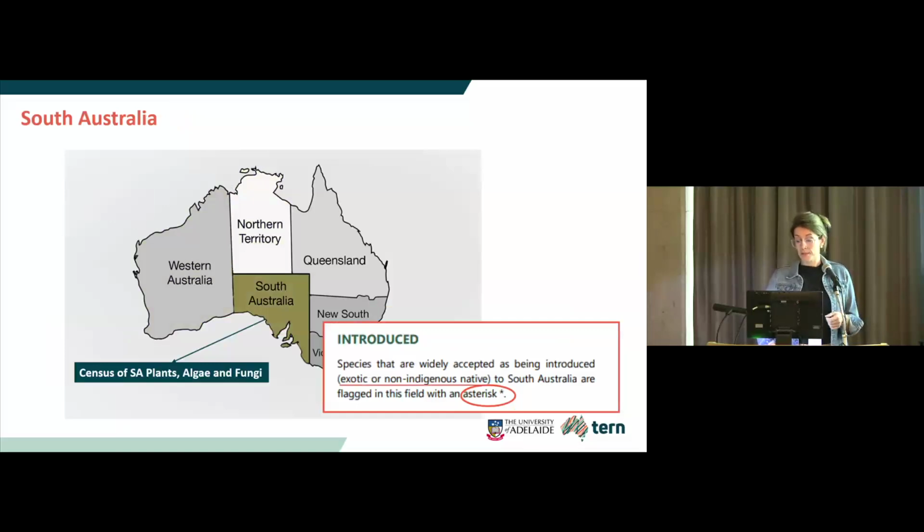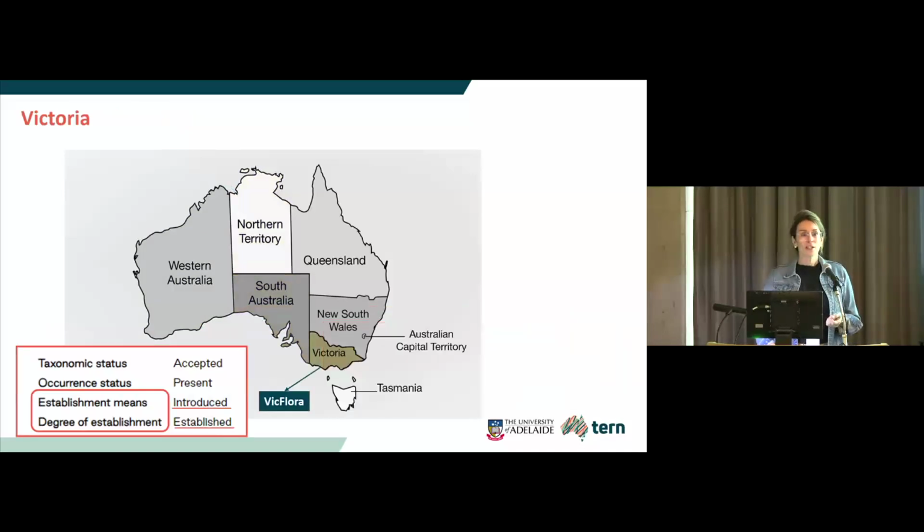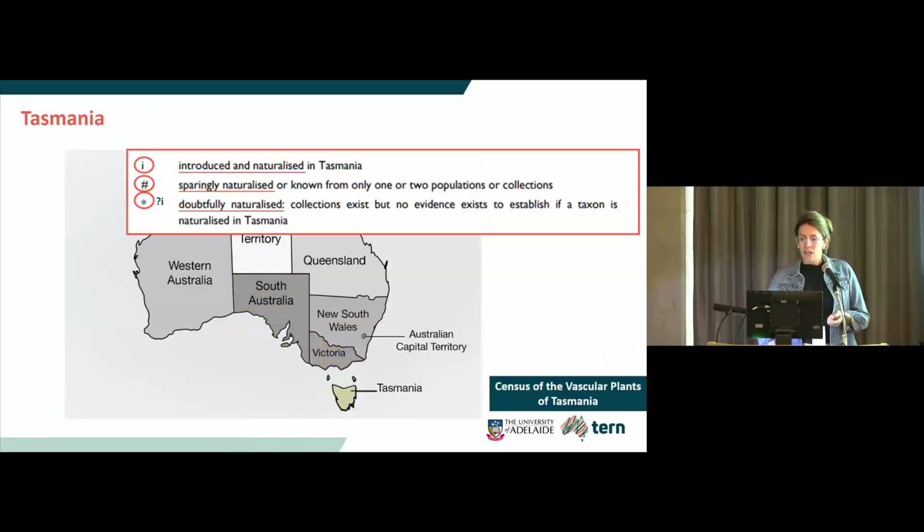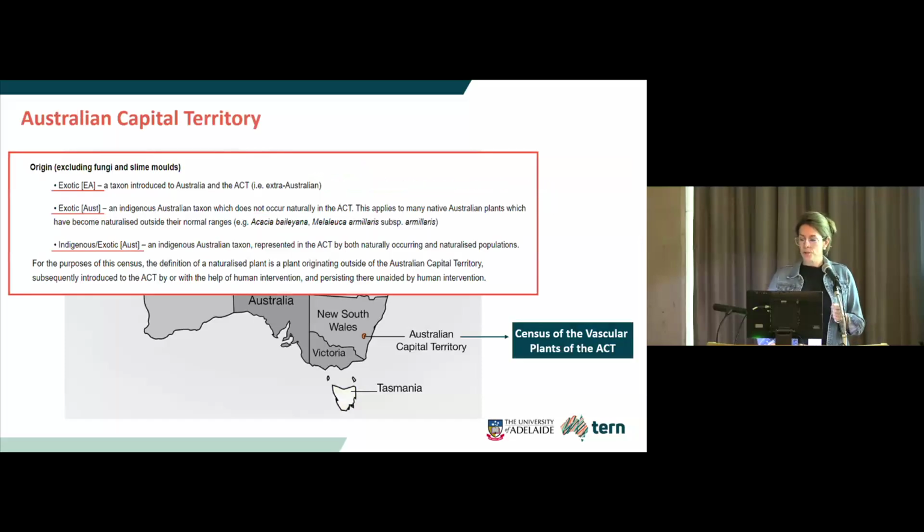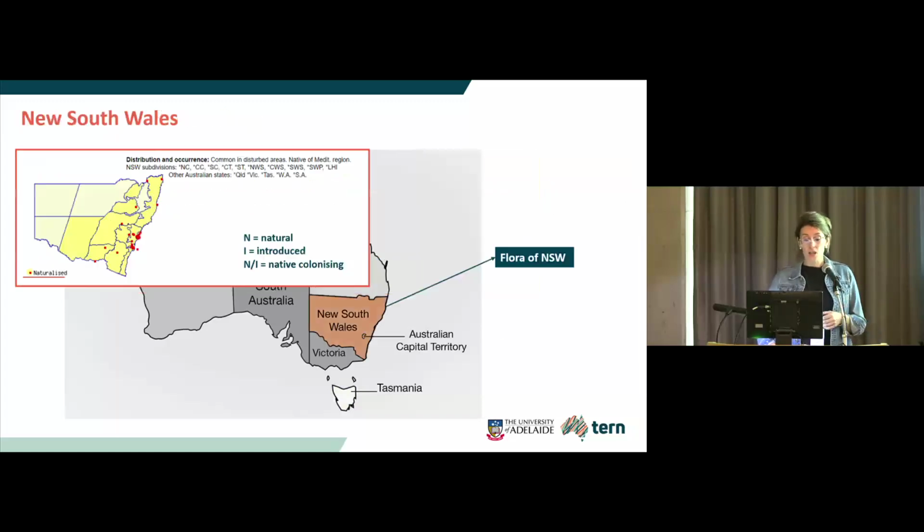In South Australia, introduced is denoted by an asterisk. In Victoria, Victoria follows Darwin Core, establishment means and degree of establishment. In Tasmania, we've got a whole range of other symbols used for introduced and naturalised, sparingly naturalised, doubtfully naturalised, and also in the ACT, Australian Capital Territory, based on origin: exotic, Indigenous, exotic. So you get my point, a whole range of terminologies are used.